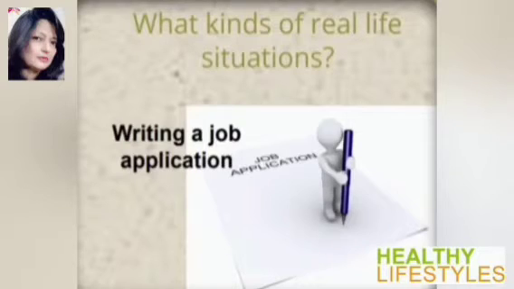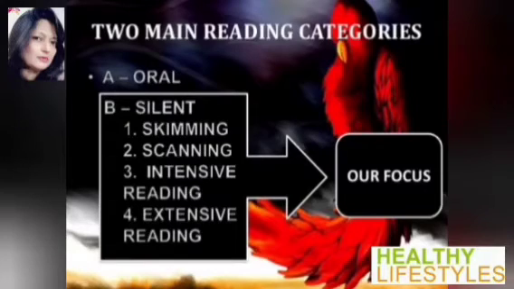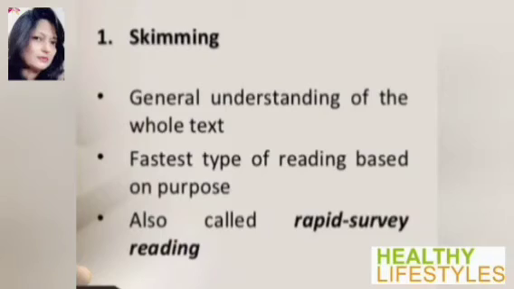Now there are two main reading categories. A is oral and B is silent. In silent, there is skimming, scanning, intensive, and extensive reading as well. So, there are four types of silent reading.